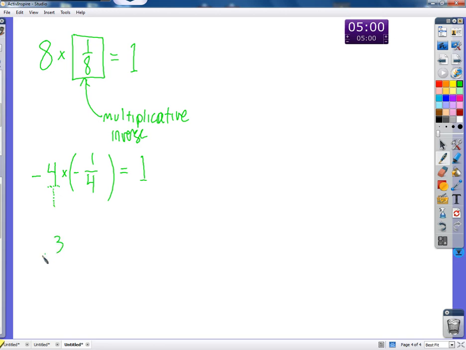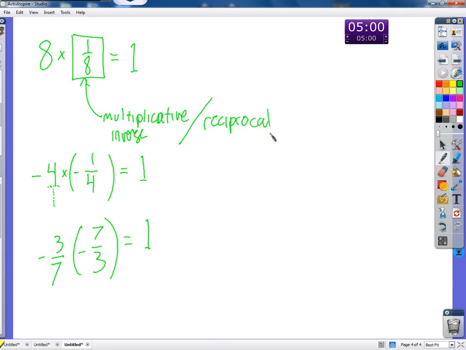What's the multiplicative inverse of -3/7? -7 over 3. All right, we get 21 over 21, and negative times negative is positive, so that gives us 1. Do you know another word for these numbers that we're finding? Reciprocal. So the multiplicative inverse, or the reciprocal.